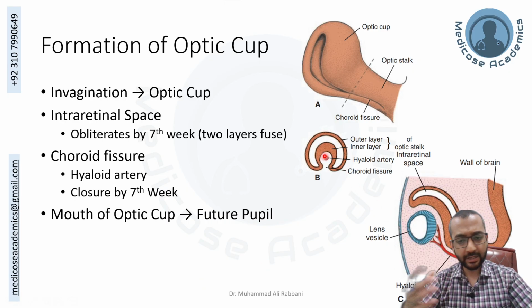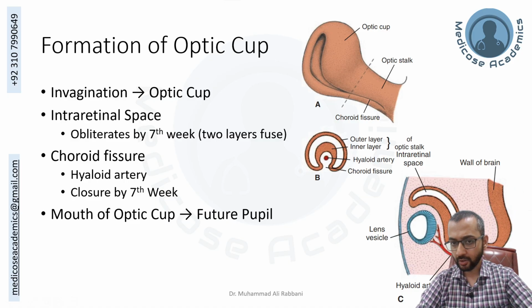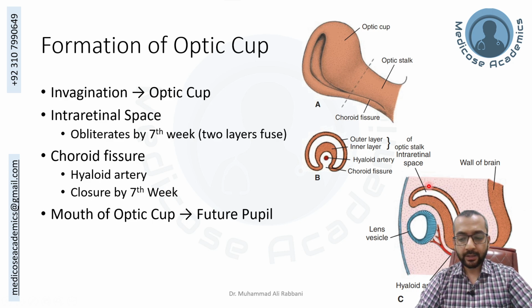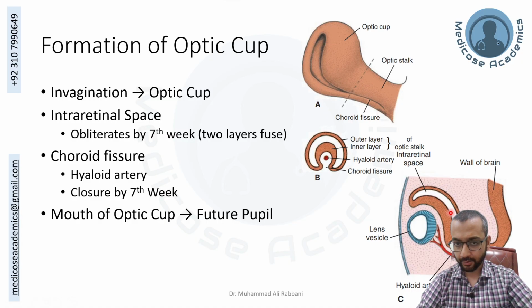So here is the picture again. All these pictures are from Langman. So this is now the lumen of the neural tube that is extended as the lumen of the optic stalk and as the lumen of the interretinal space. As it develops, this becomes the outer layer and this becomes the inner layer of the optic cup, and between them is the interretinal space.